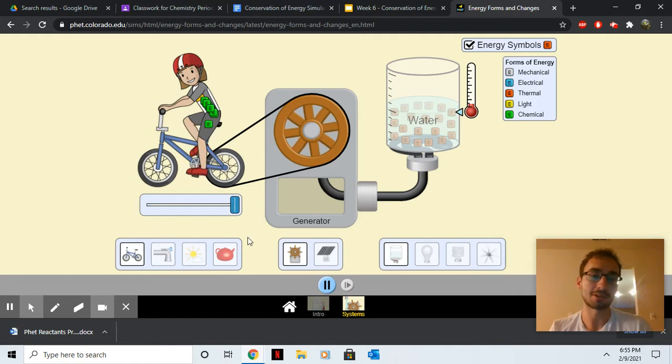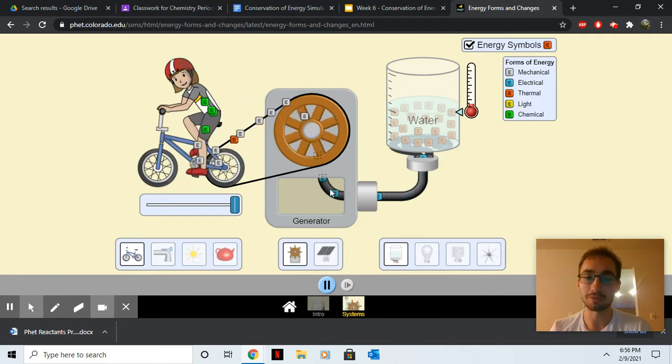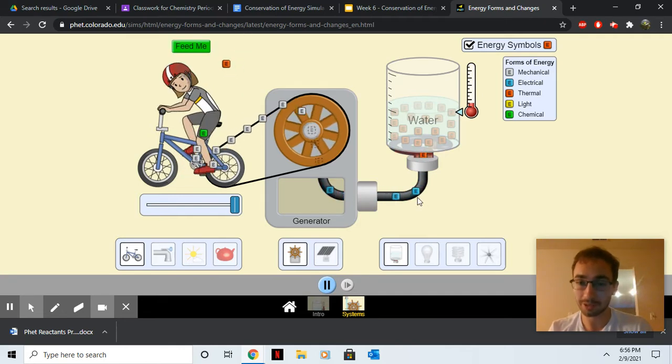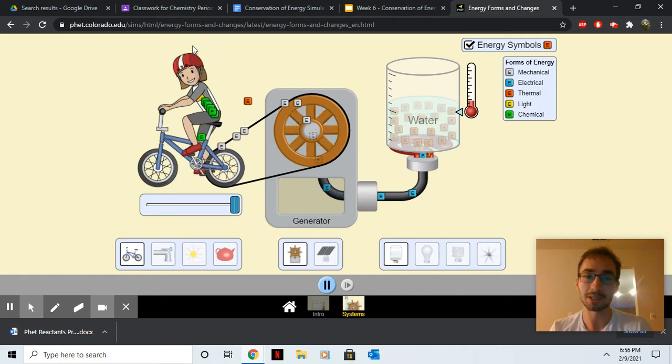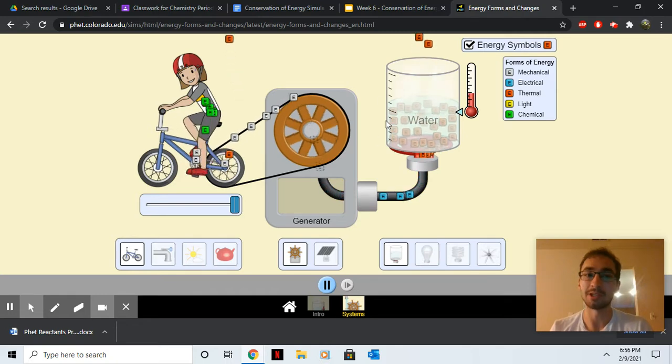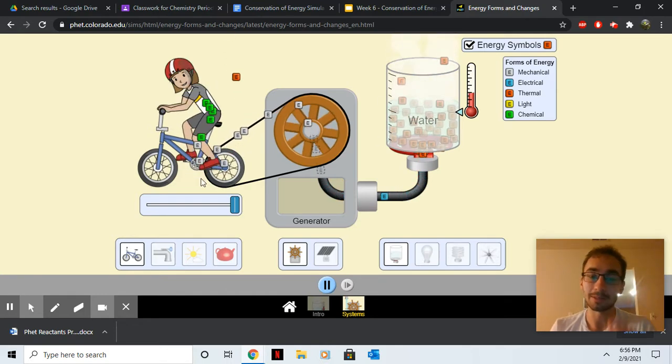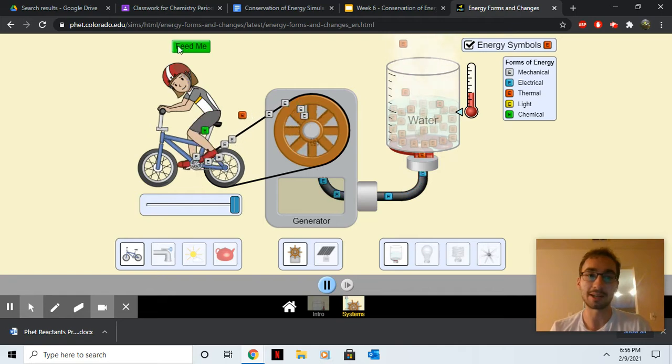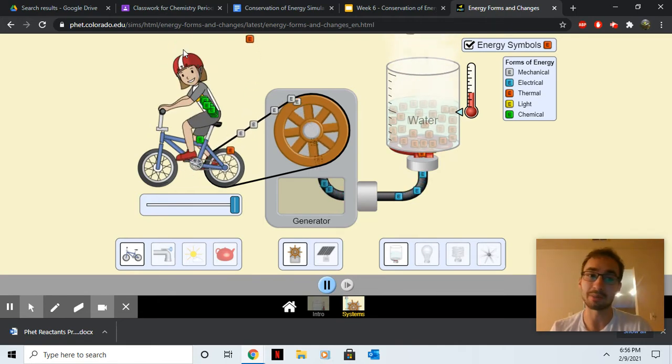To get the system to start, make her start pedaling by moving the bar. And then the chemical energy in a body will go to mechanical energy. That will rotate the wheel, which will convert into electrical energy in the wires. And then that electricity will heat this water. And then it'll go back to thermal energy. And you may notice eventually this girl's going to get tired and you have to give her some more energy by feeding her. Okay.